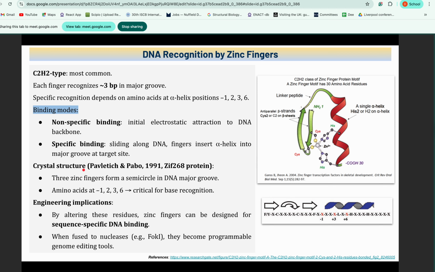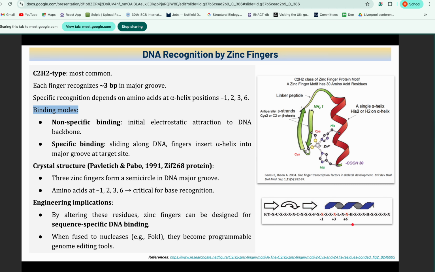So the crystal structure was given by Pavletich and Pabo in 1991, and the protein name is ZIF268, in which there are three zinc fingers. So, as I mentioned, zinc fingers are not proteins, these are domains or motifs. So, in multiple proteins, these domains can be present. Similarly, the crystal structures can also vary depending on which protein you are studying and how many zinc finger domains are present. So, when he was studying the ZIF268 protein, there were three zinc fingers which form a semicircle in the DNA major groove, and the amino acids at -1, 2, 3, and 6 are critical for the base recognition.